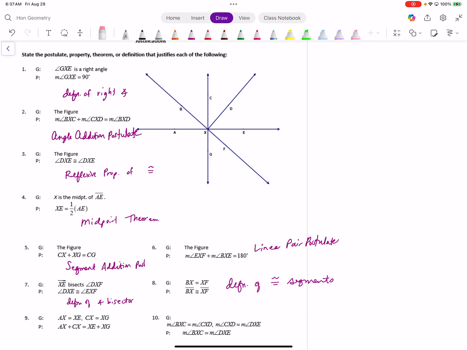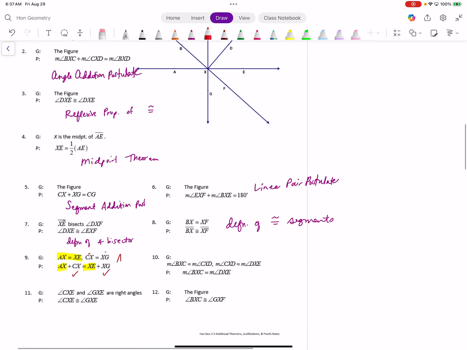Okay. All right. AX equals XD. AX equals XD. And CX equals XG. So if we know that, here's, I'm going to use a highlighter. Here's what we're starting with. AX equals XE. You know that CX and XG are the same amount, and we add them to both sides. So that's just the addition property of equality.